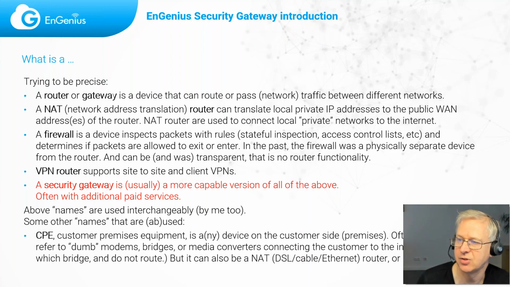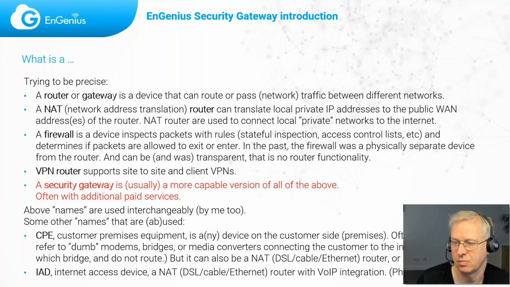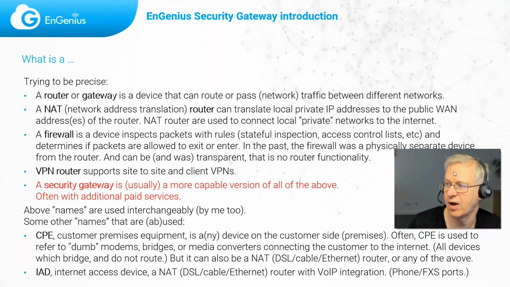There are also some other names that you might come across, like customer premises equipment, which can be any device that's connected between the internet and your devices. It can be something like a modem, media converter, etc. But often it is a router and can do NAT and maybe even do more stuff. And lastly, sometimes you come across internet access devices, which are usually NAT routers with voice over IP integration, so with phone or FXS ports.